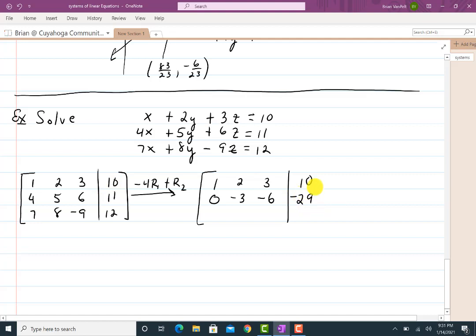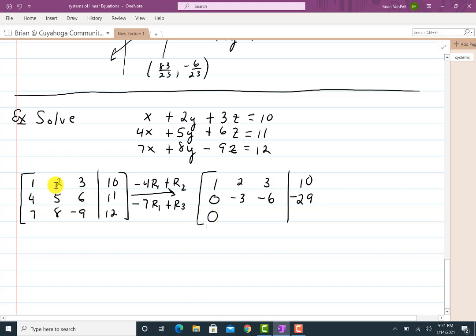Now to wipe out this entry here, this 7 here, I need to multiply this first row by negative 7 and then add it to the third row. So I'll do negative 7r1 plus r3. So you can see there's a bit of efficiency here with this notation. It allows you to stack up multiple steps at one time. So once again, this spot is easy. Now let's do the rest of them.